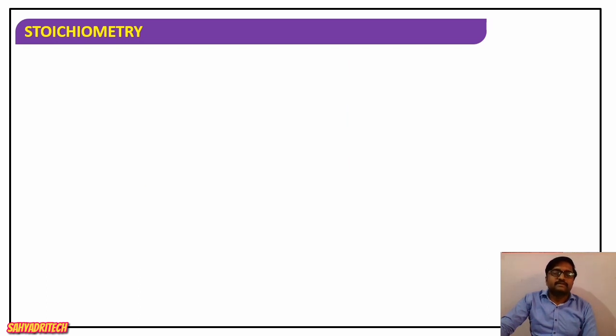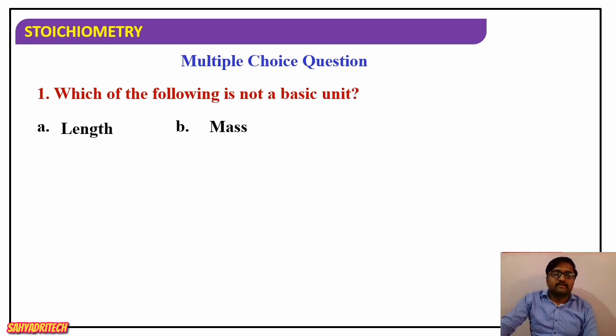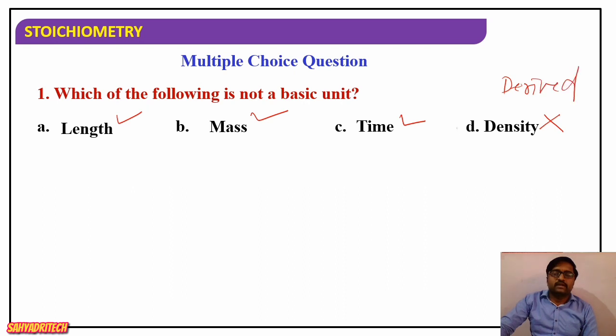Next, coming to the multiple choice questions. Which of the following is not a basic fundamental unit according to the SI system? First length, second mass, third time, and fourth density. According to the SI system, length is a basic unit, mass is a basic unit, and time is a basic unit. Density is not a basic unit, but a derived physical quantity. So the answer is density; it is a derived unit.